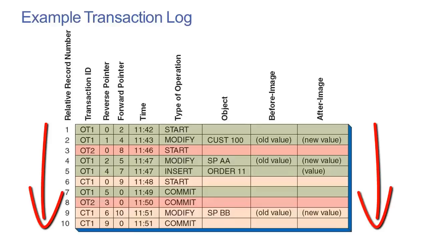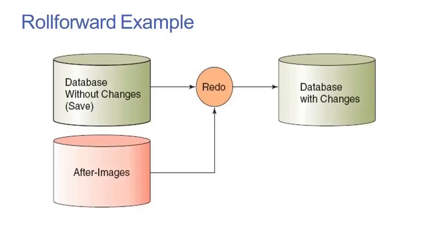As we go through, we are simply restoring all of the changes that were previously made, and by the time we arrive at the bottom of the file, our database will be fully recovered up until the point when it failed. Graphically, this roll forward process can be understood using a diagram such as that shown here. We begin with a backup copy of the database, that is, the database without the desired changes. We take the after images from our log file, apply those to the backup copy of the database in a redo process, and the result is that the database has been restored and all of the desired changes have been reapplied.